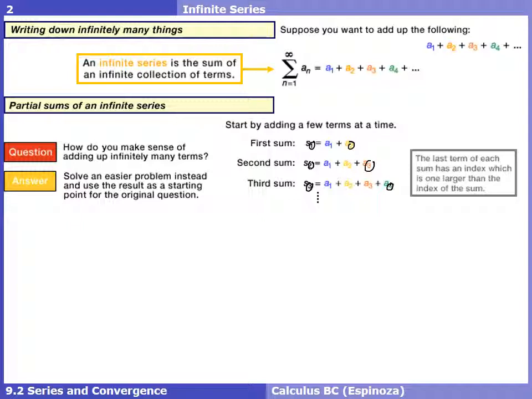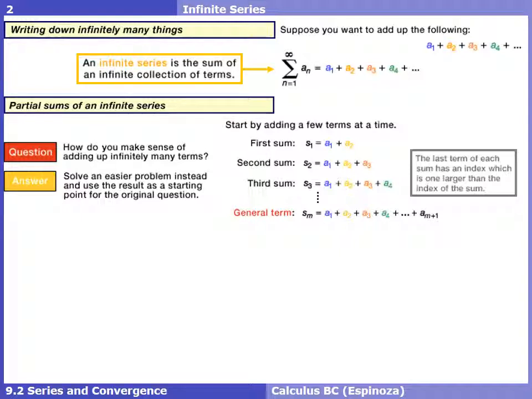What you can realize is that the last term in each of these sums is one larger than the sum we're looking at. For S3, we're ending at the fourth term. For S2, we're ending at the third term. So just a little note to make, so now that we can generalize this, what if I wanted to find the general sum, the general partial sum?